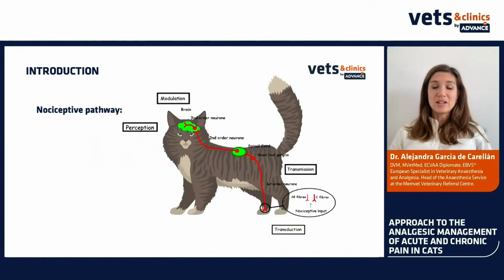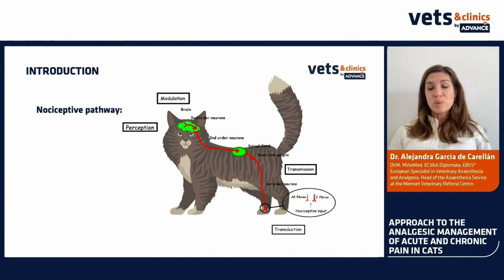This is a diagram of the nociceptive pathway, what we were talking about. If you see, there are a few steps. We have transduction, where the tissue damage actually happens, and then we have the nociceptors that are in charge of transducing this signal into an electrical signal that will be sent all the way up to the spinal cord by a first order neuron. This is called transmission of the nociceptive input.